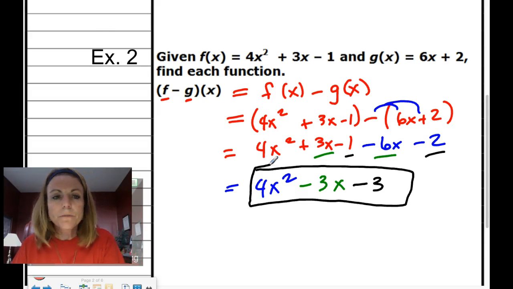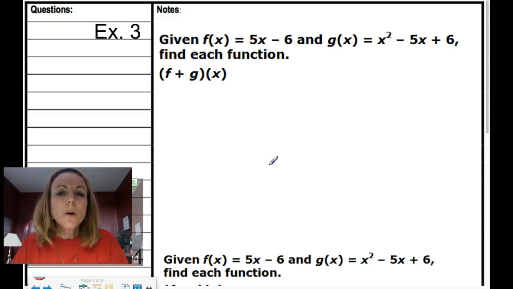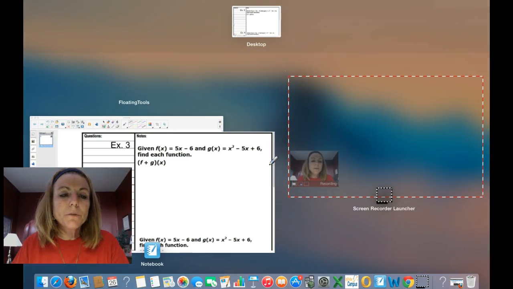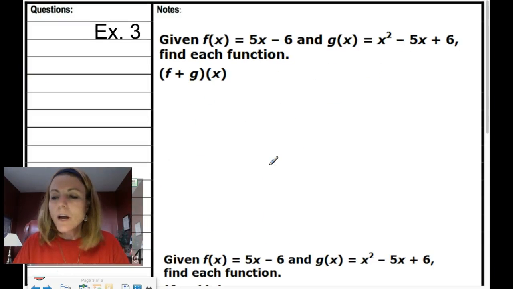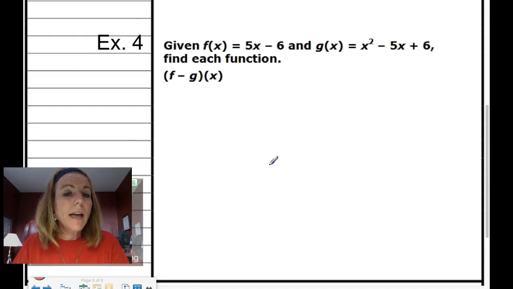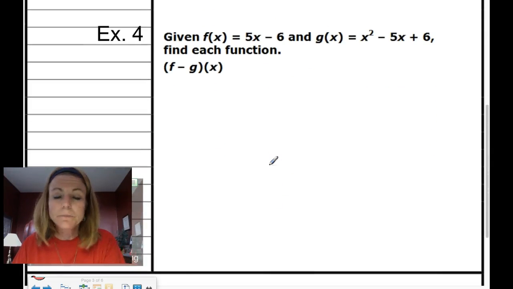New page. Example 3, we're going to do example 3. Let's come back to that. We're going to do example 3 and example 4 in class because they're adding and subtracting again.